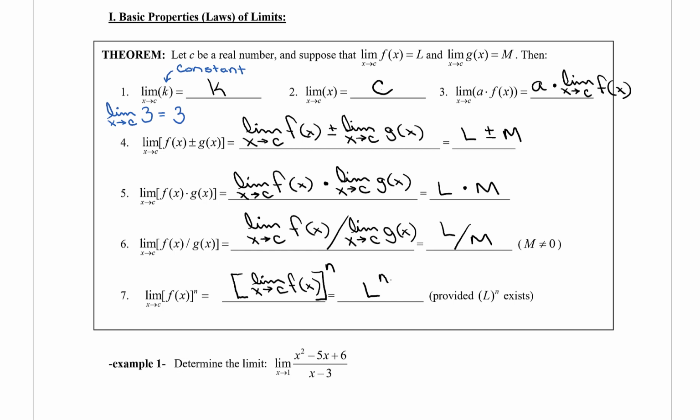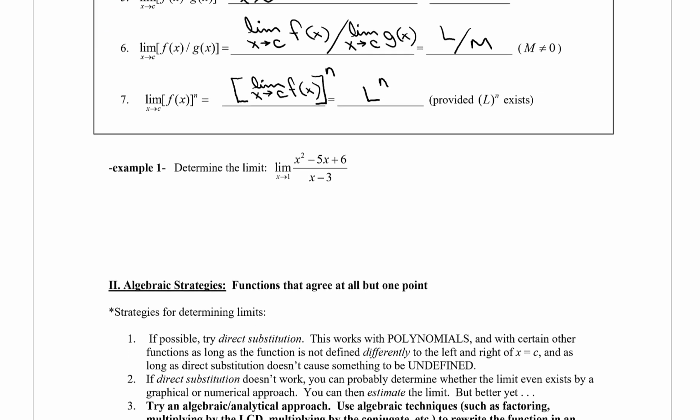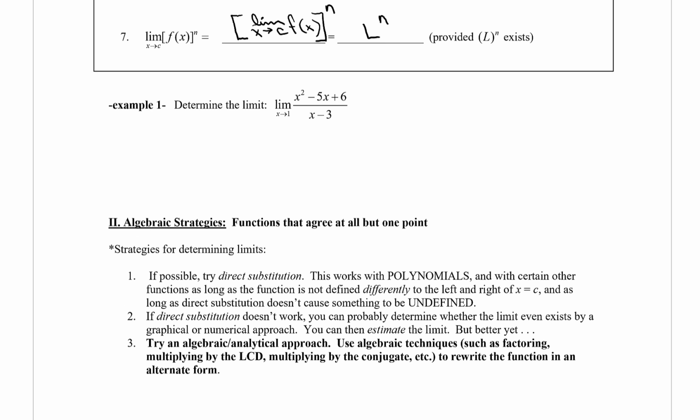Example 1. Determine the limit. The limit as x approaches 1 of, in the numerator here we have x squared minus 5x plus 6, all over x minus 3. For this particular problem, we're going to use direct substitution. We're allowed to use direct substitution so long as the function is not defined differently to the left and to the right of x equal to 1. We've already worked with this function in the previous section, so we know that it's not defined differently.